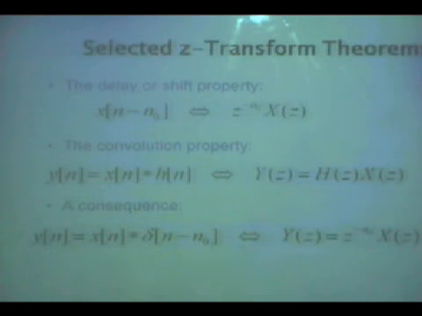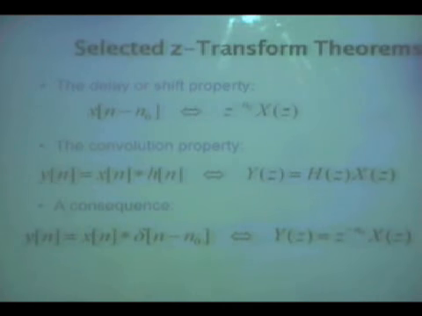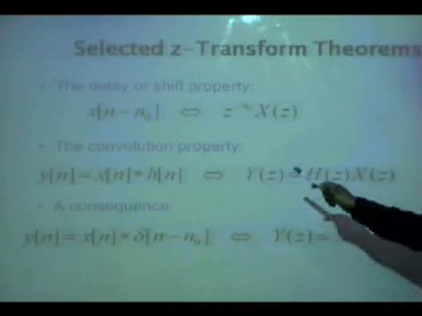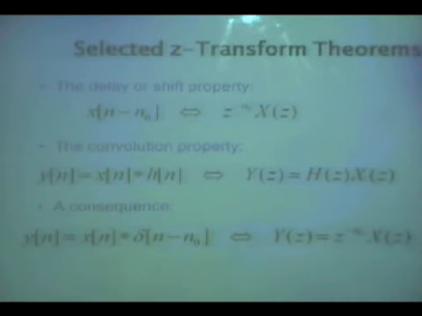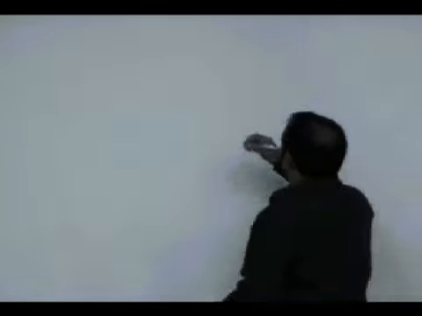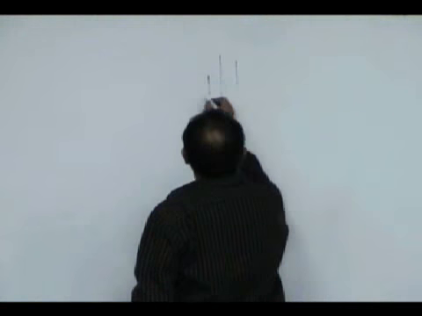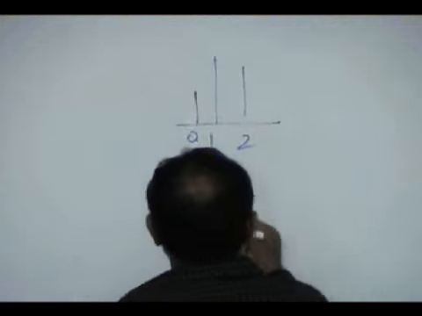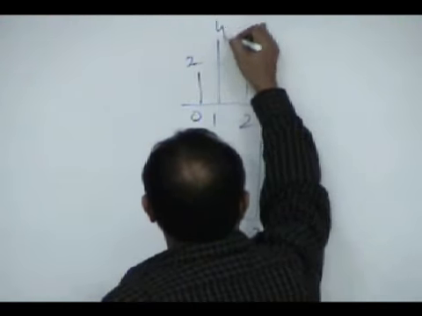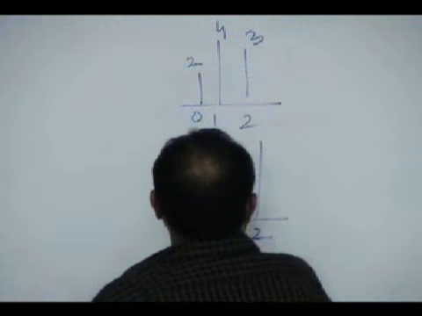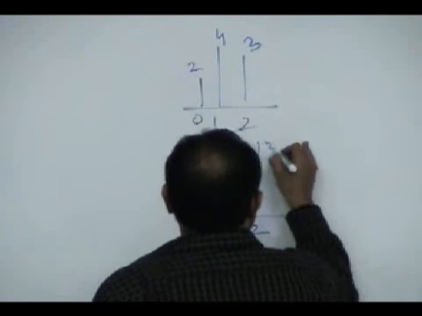And we have already covered this, and this will be using the delay, or shift property, we have covered. Convolution we have covered. Convolution is interesting, that convolution in time is multiplication in Z domain. Why? Because convolution is primarily multiplication of polynomials. Let's say if I ask you to perform convolution of this function with this function.